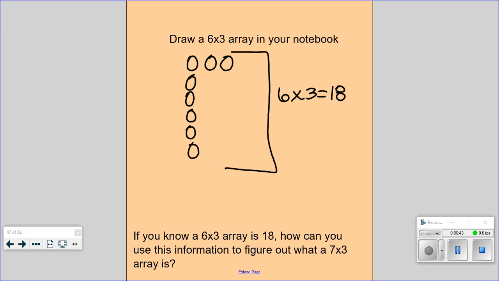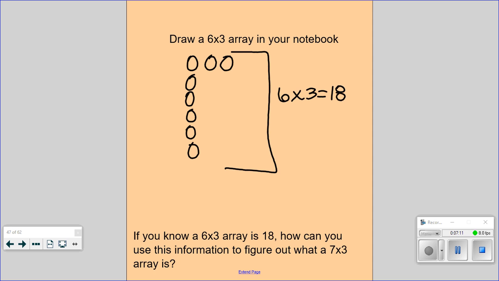Equals 18. Cool. If I know a 6x3 array is 18, how can I use that information to figure out what a 7x3 is going to be? I don't want to draw a 7x3. Oh, I already have 6 groups of 3. I want to use that. How do I use 6 groups of 3 to find 7 groups of 3? What do I need to do? Ethan, what do I need to do?